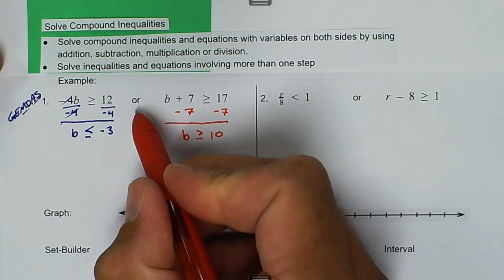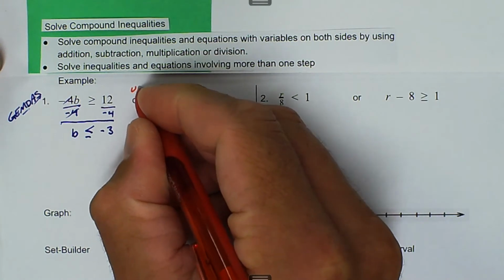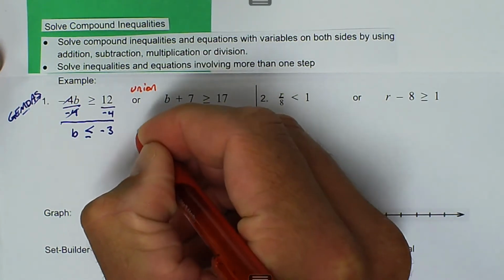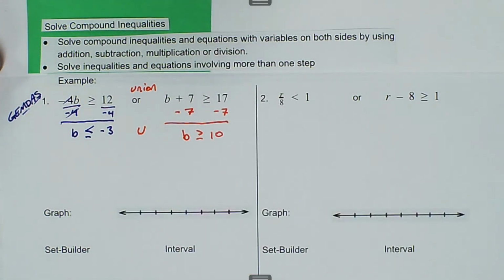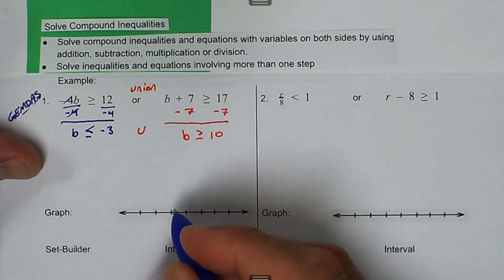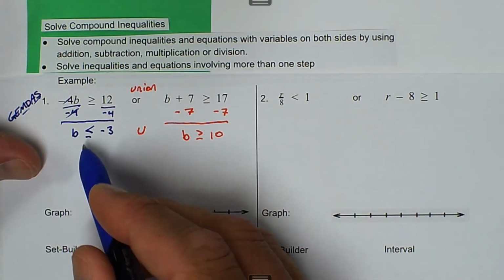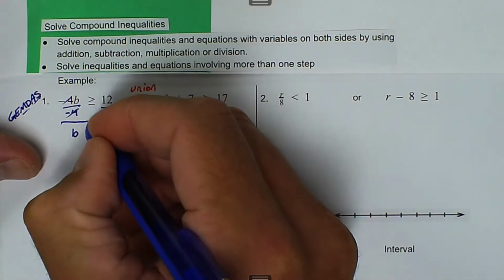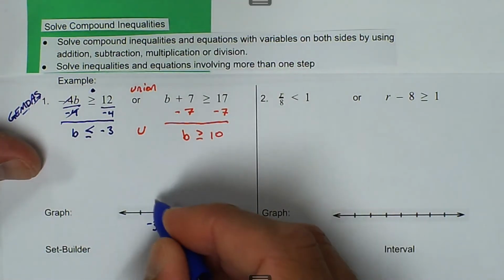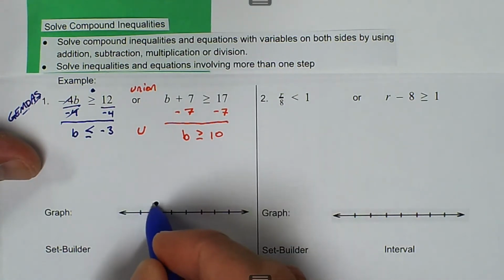So remember what or means. Or means union. So we can put our union symbol there. And now we can go ahead and graph it. So b is less than or equal to negative 3. So I'll just pick a spot and we'll just say this is negative 3 here. We have a closed dot at negative 3 because of the sign. So that's a closed dot. And then we're going to shade to the left.